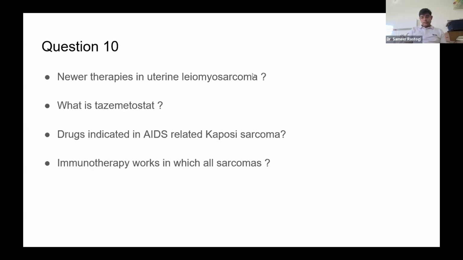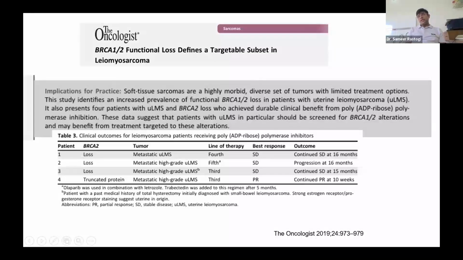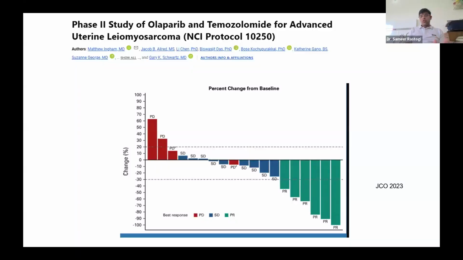So no problem. This is the first paper that showed that in 10% of uterine leiomyosarcomas, 6 of 60 patients had BRCA2. 10% will have BRCA2 mutation. The other 10% will also have other HRR genes. And now that we have a study, look at the waterfall plot. Again, so promising, almost magical.